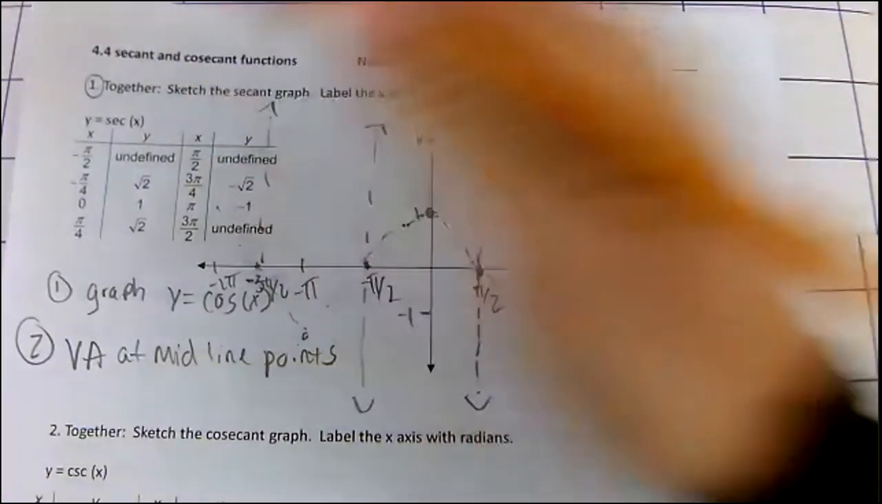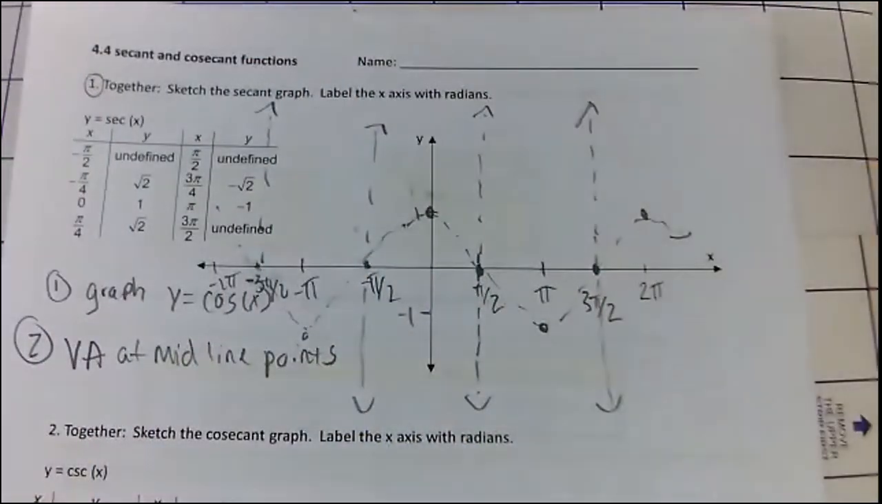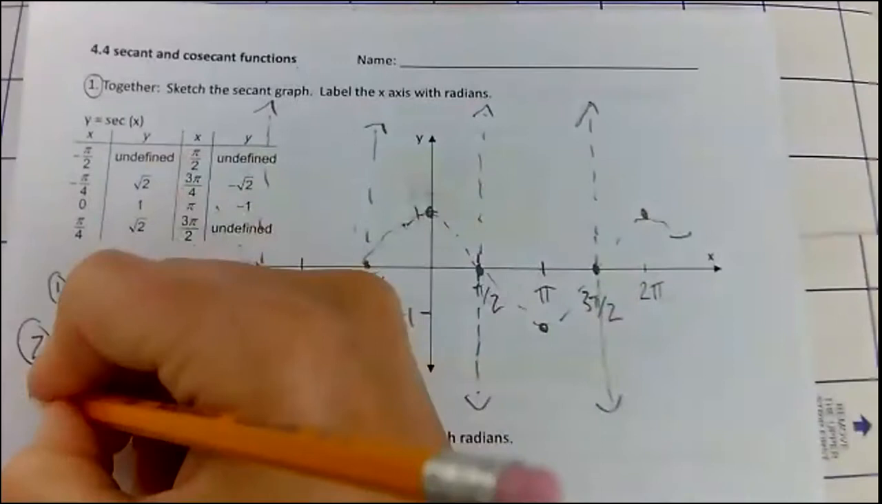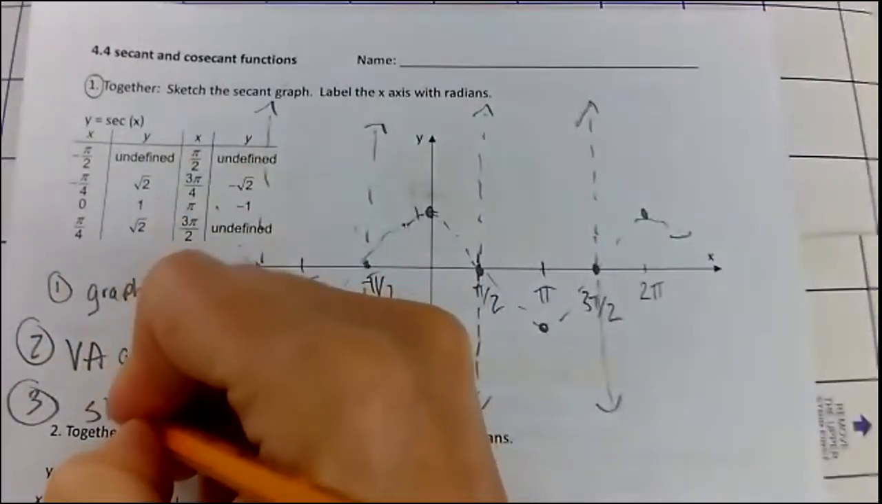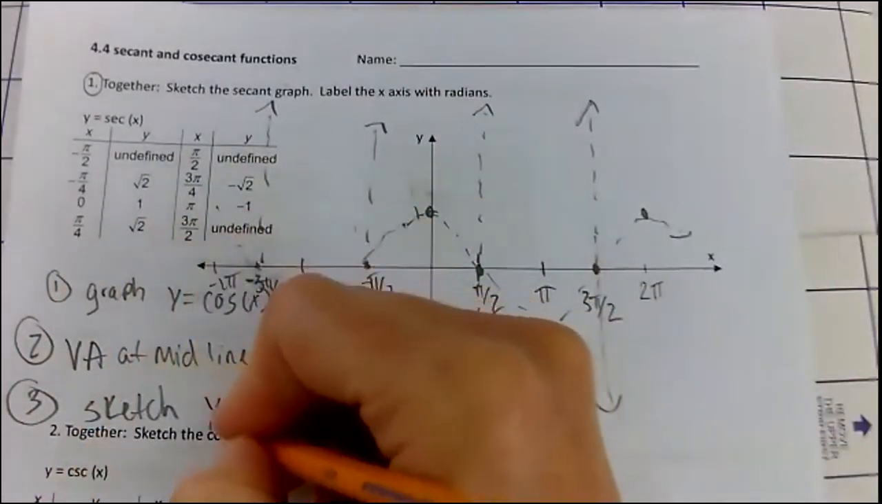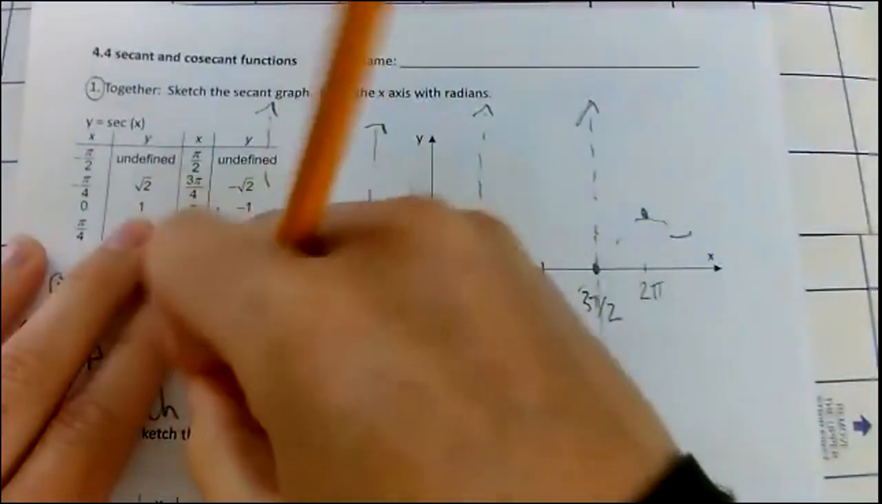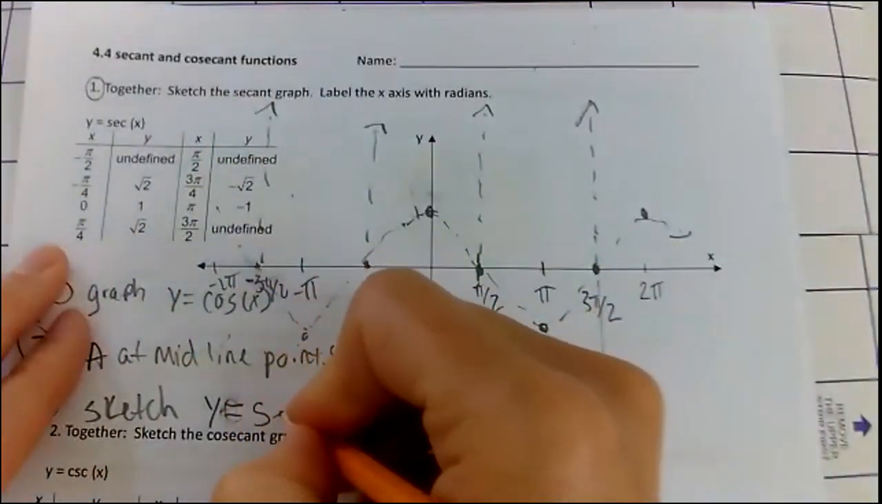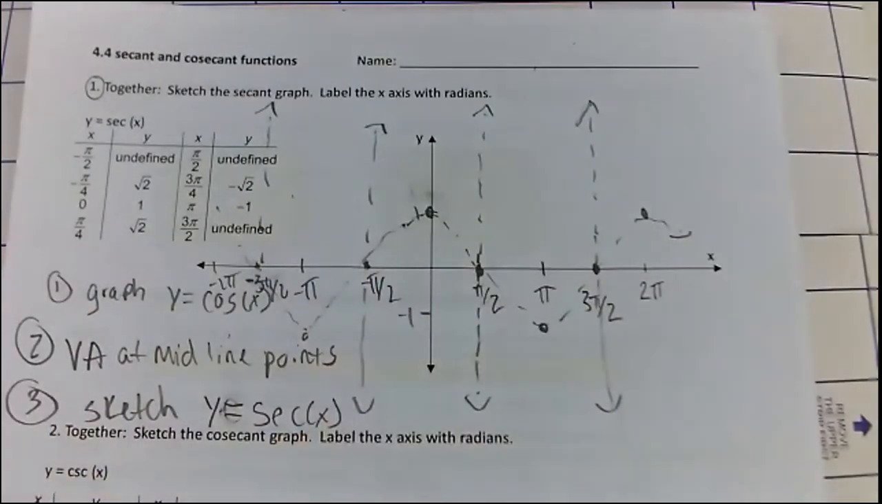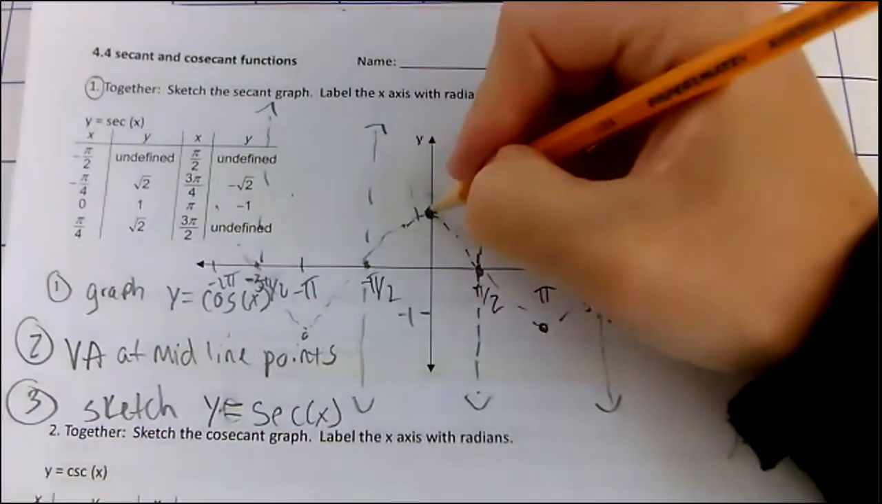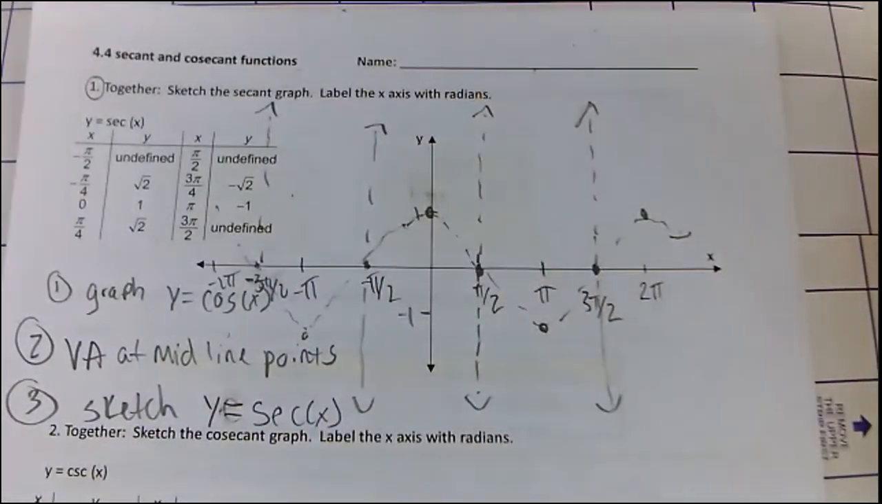And I know it's hard to see on that half. We'll focus on this half. All right, that's step 2. Step 3. Now we're going to actually sketch the y equals secant of x. Okay. How does that work? Well, it's super simple. Now, this is a reciprocal of cosine.